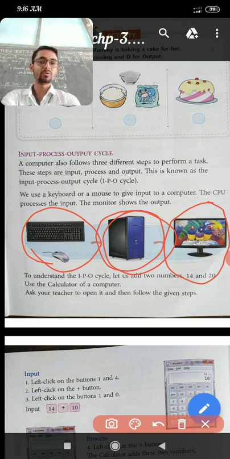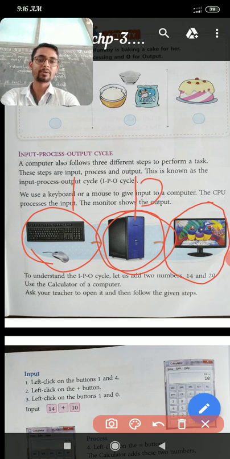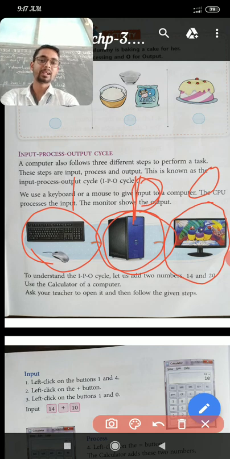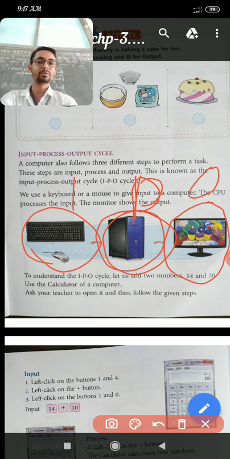So this is called what? Output. This one is input, this one is process, I have written P here, you can see, and this is output, O. So this is what we usually call the IPO cycle: input, process, and output. This is the main system of a computer. The computer works in this way.